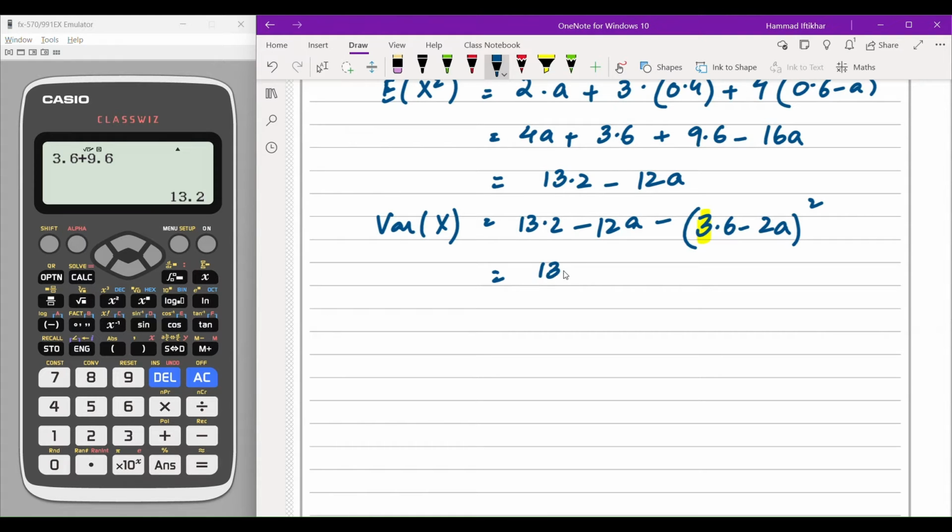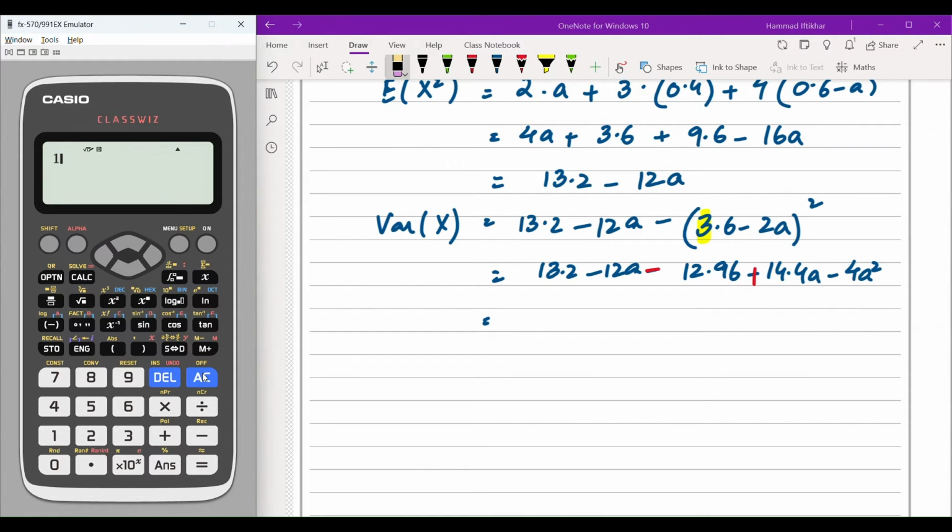Okay, so let's expand this. So 3.6 squared is 12.96, minus 3.6 times 2 times 2 is 14.4a, minus plus 4a squared. So now the signs change, minus, plus, minus, and then we can open the brackets. So now let's simplify this.